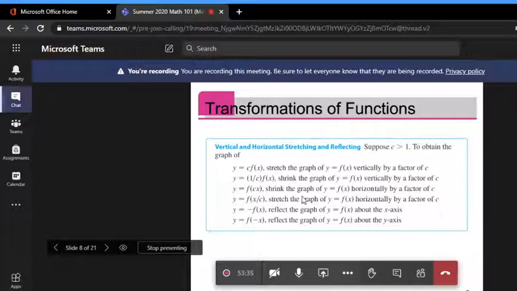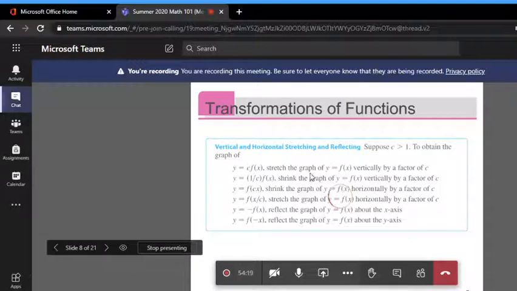Then if you multiply x with c, it is shrinking the graph of f, because we take c greater than 1, right? You are all of a sudden increasing x with a number, so because of that, it's shrinking the graph. Similarly, this is shrinking vertically by a factor of c. If you want a vertical shrink, you have to multiply f with 1 over c, because c is greater than 1, so 1 over c is less than 1. That means the y values are going to be shrunk.